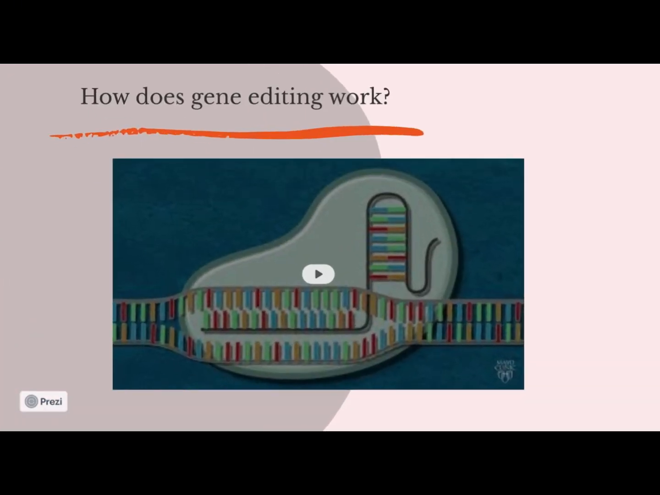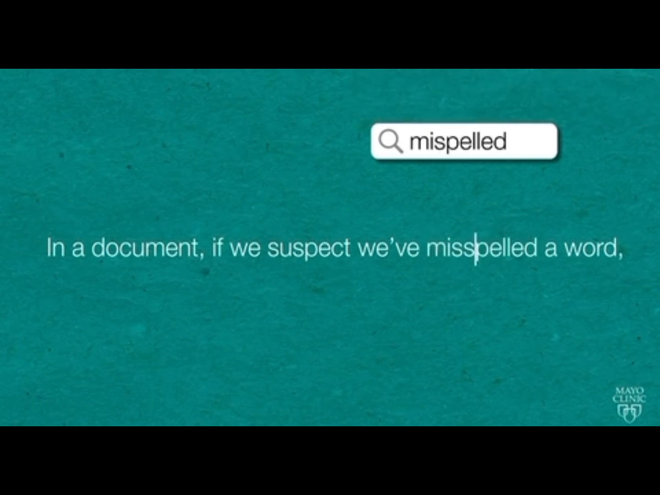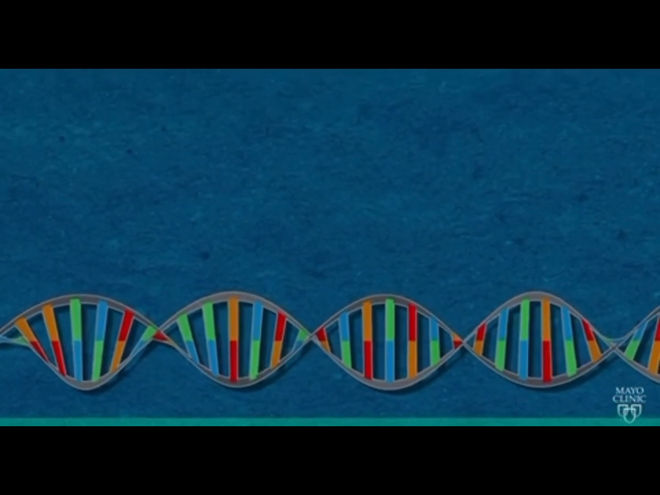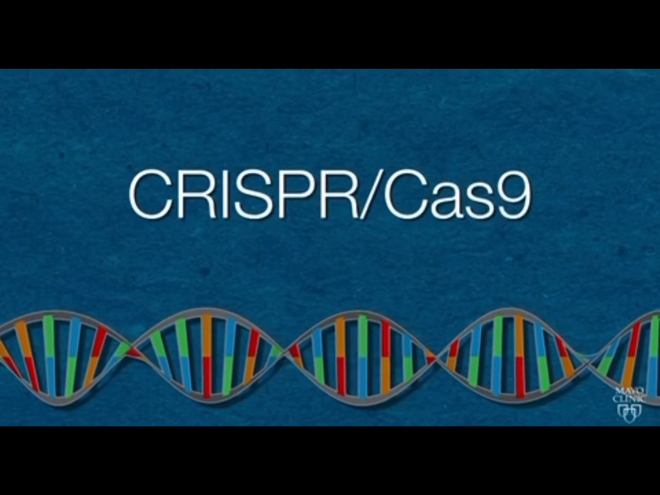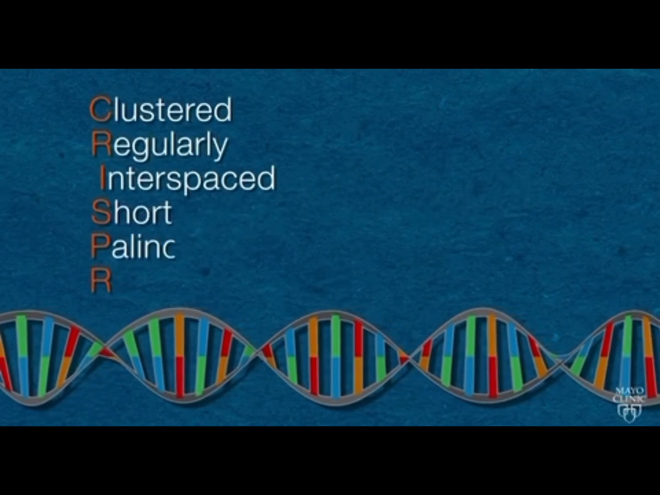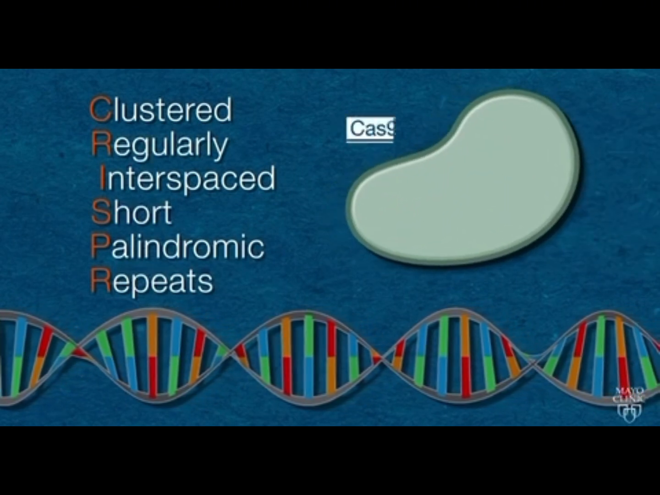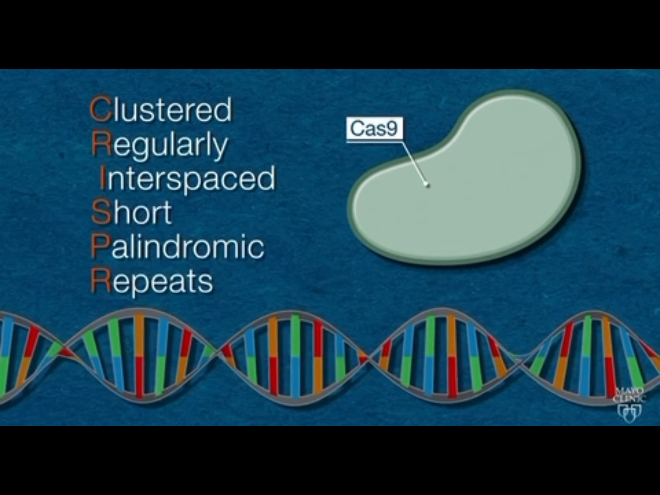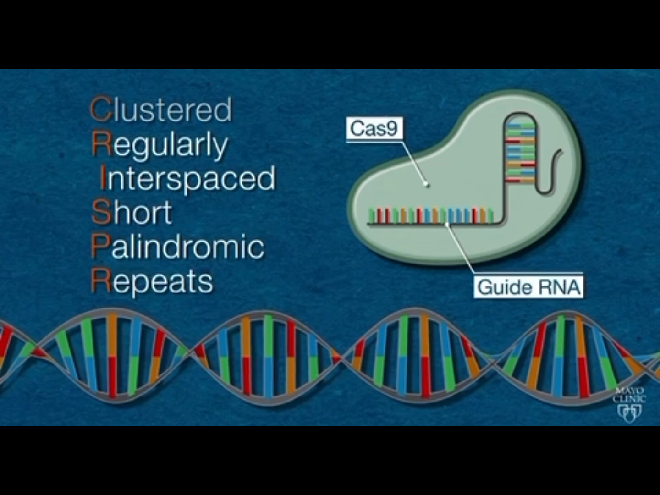How does gene editing work? In a document, if we suspect we've misspelled a word, we can use the find function to highlight the error and correct it or delete it. Within our DNA, that function is taken on by a system called CRISPR-Cas9. CRISPR is short for clustered regularly interspaced short palindromic repeats. CRISPR consists of two components, the Cas9 protein that can cut DNA and a guide RNA that can recognize the sequence of DNA to be edited.